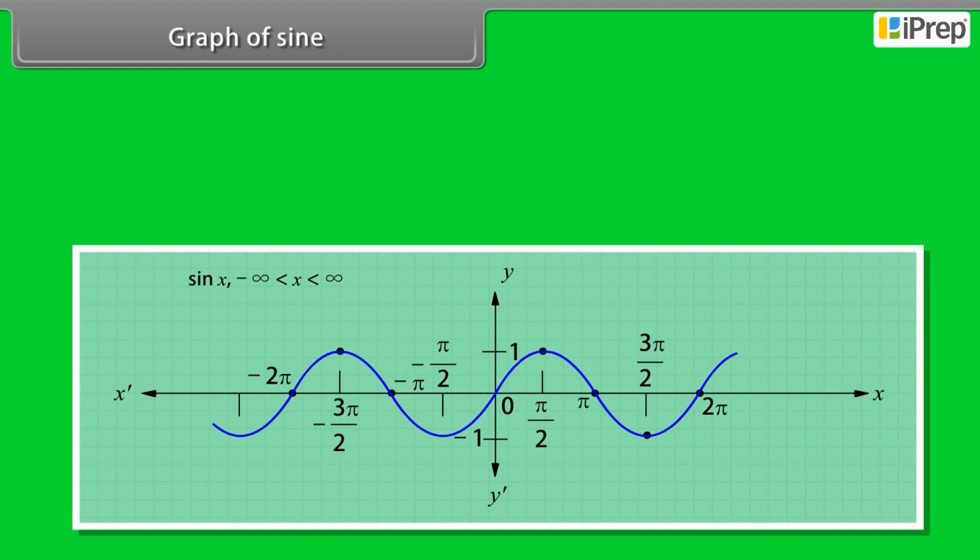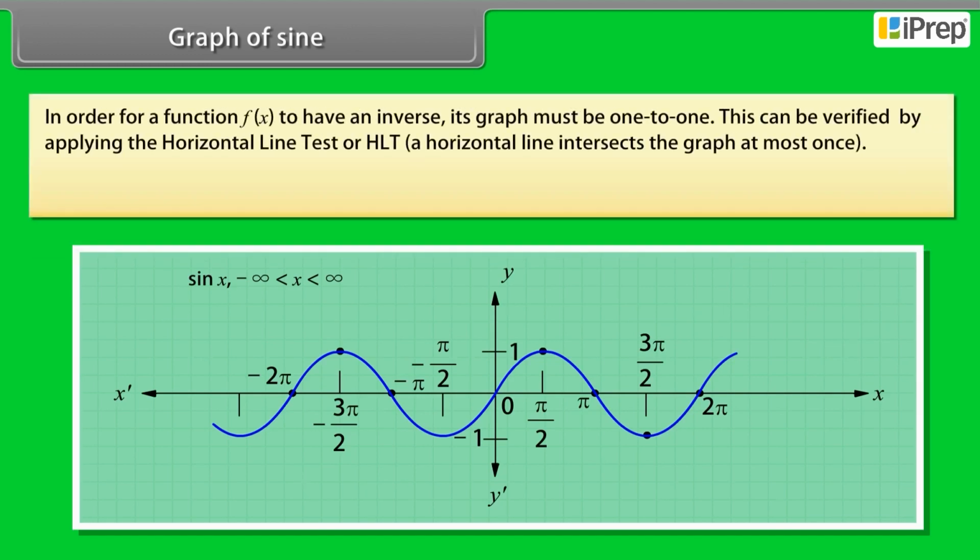This is the graph of f(x) equals sine x. In order for a function f(x) to have an inverse, its graph must be one-to-one. This can be verified by applying the horizontal line test, or HLT. A horizontal line intersects the graph at most once. Clearly, the graph of sine x fails this test. So, how do we define the inverse of sine x?